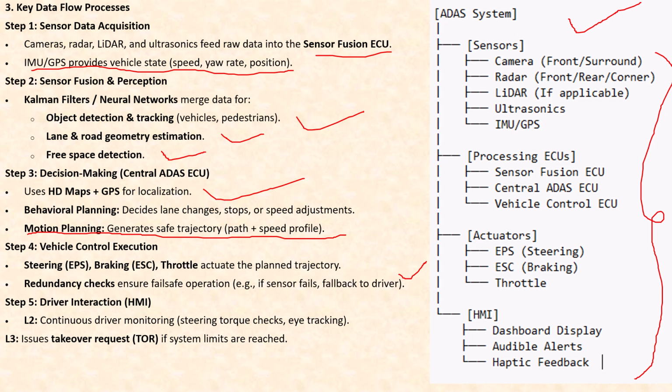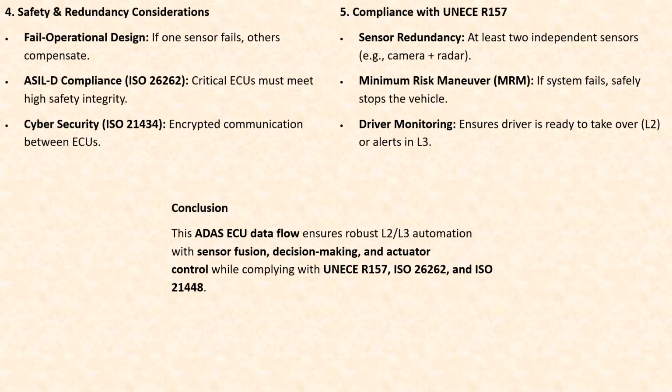And coming to the step 5, which includes the driver interaction, this is a very important thing, because this is the actual step or stage where the driver is warned. In the L2, the continuous driver monitoring, which includes the steering torque checks and the eye tracking. Okay, and next coming to the L3, this issues the takeover request. This is important. Takeover request if the system limits are reached. If the system feels the traffic situation is beyond what it can handle, it will immediately ask the driver to take over. All right, so I hope all of you are getting a clear-cut idea about the flow path of the entire ADAS development.